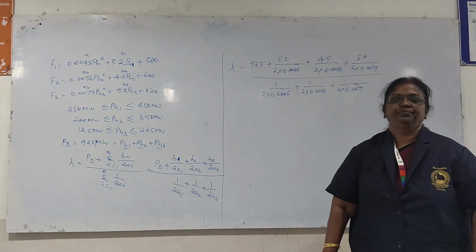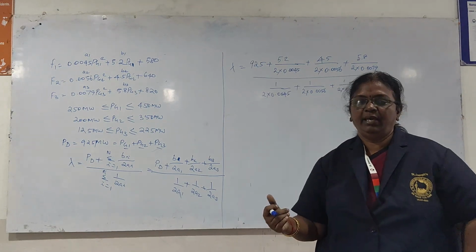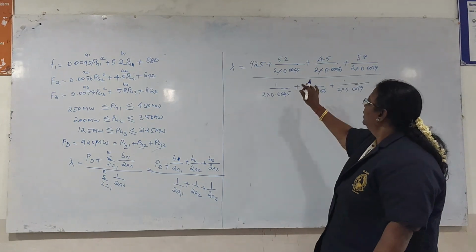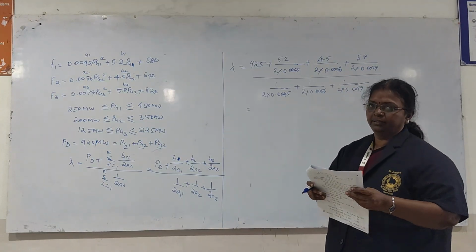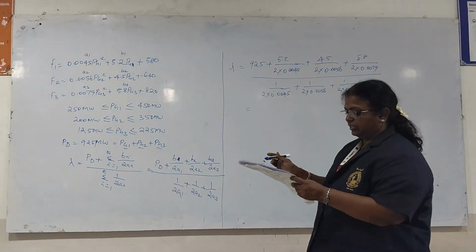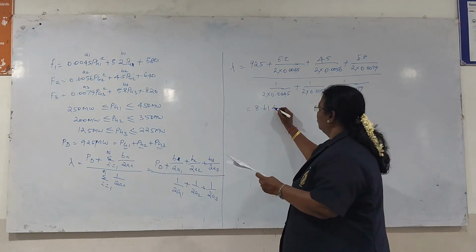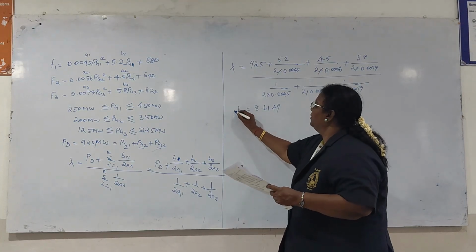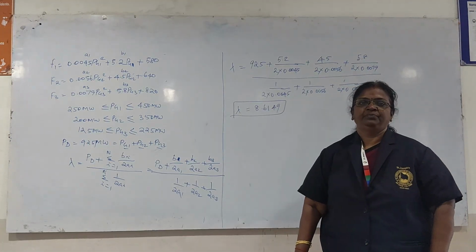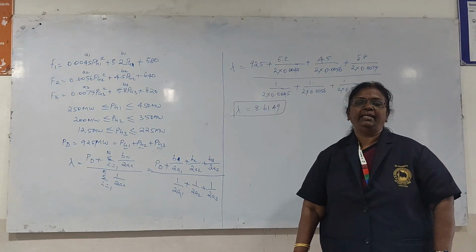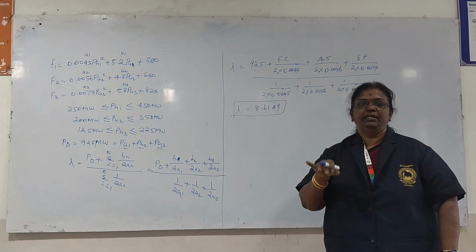Is it clear? So in this way, we have to find out the value of lambda. Use your calculator and solve this equation, and then you are supposed to get 8.6149. This is the value of lambda. What is the next step? We have to calculate Pg1, Pg2 and Pg3. Finally, we have to check the limits.